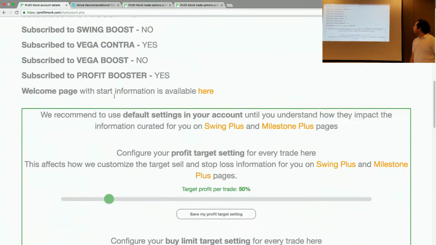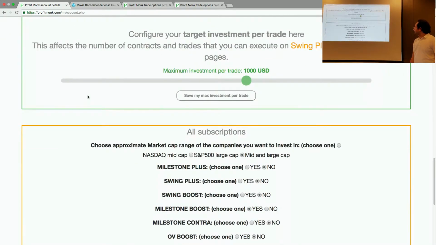And then the key, actually the biggest impact, is right here. This setting chooses the market cap range of the companies you want to invest in. Right now there are three options: mid cap, which is Nasdaq mid cap, 2 billion to 6 billion; large cap, which is 6 billion and above; and everything. Can we pick all three, or do you have to do one at a time? Well, there are only two actually, large cap and mid cap, and if you want to pick both, then you pick the third option: mid and large cap.